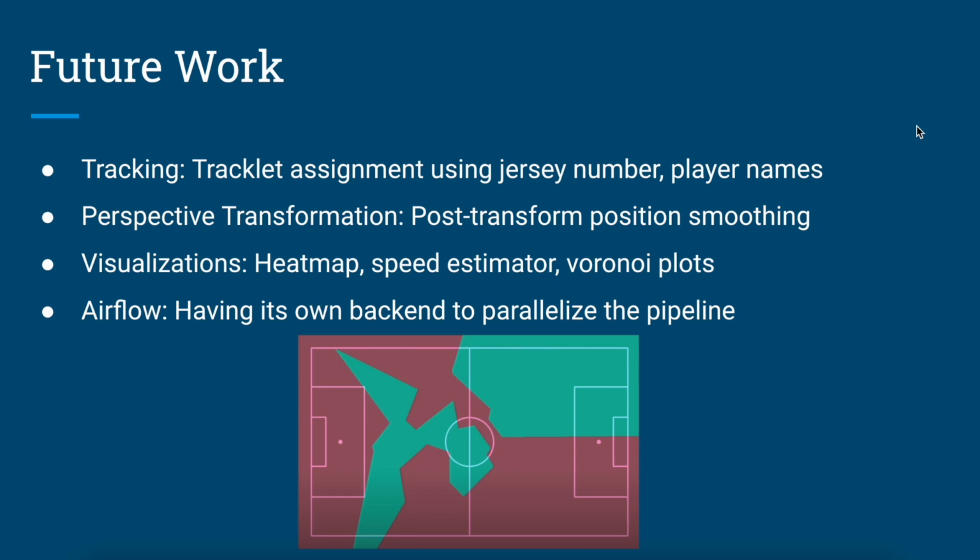For visualizations, there are many that can be produced, as well as sport-specific statistics such as a heat map, speed estimator, or a Voronoi plot such as the one pictured here, which might show the territory that a player covers. And finally, our Airflow doesn't have its own backend at the moment, so we are unable to parallelize within the Airflow parameters, but that would be a future step.